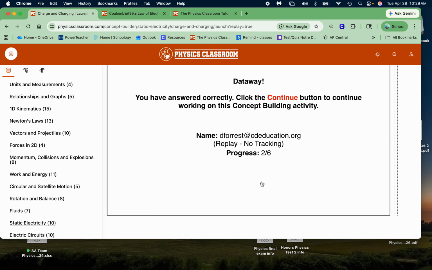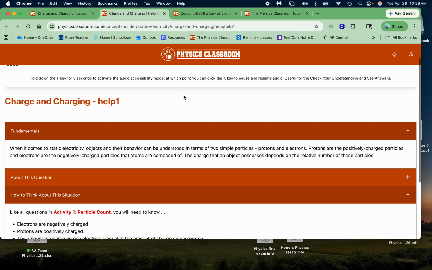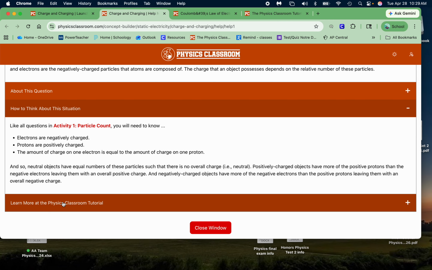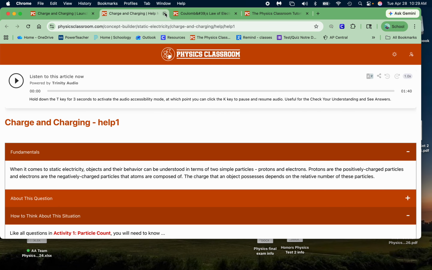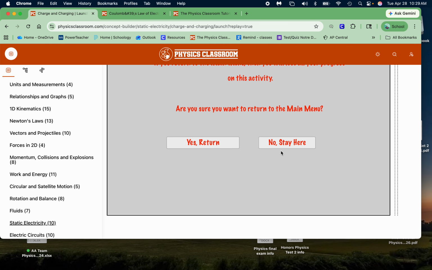If you do get stuck, you can view the directions. You can go to Help Me, things like that. Help Me actually does some helping about this particular question or situation, with links to reading in the Physics Classroom. In this particular case, I'm going to go back to the main menu. You should not do that until you get done with the level.